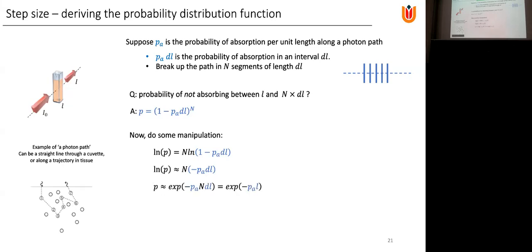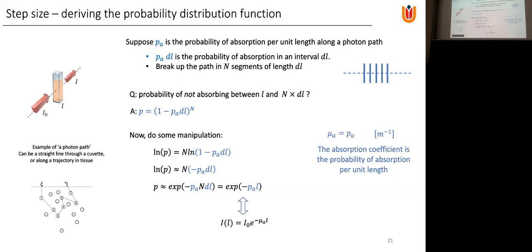Now exponentiate again. So now on the left-hand side we have P back, and on the right-hand side we have exponent minus PA times n dl, and n dl was just the length of the whole path, chopped up in these segments. So we get exponent minus PA times L. So this is the probability of not absorbing over the whole path. Now this form of expression should look awfully familiar. It is just Lambert-Beer's law again. So this PA that we have here, we can identify with the absorption coefficient, just as in Lambert-Beer's law. That means that the absorption coefficient is actually the probability of absorption per unit length.